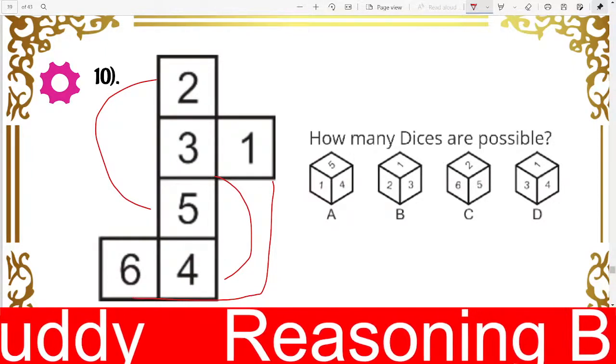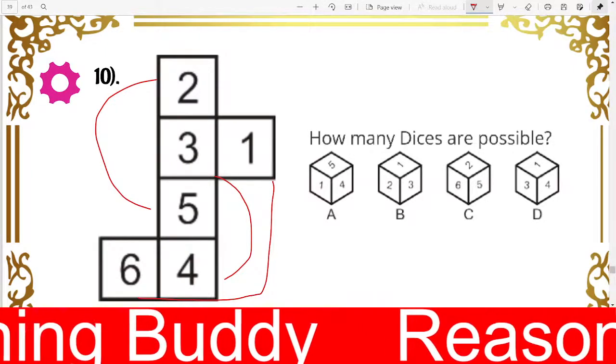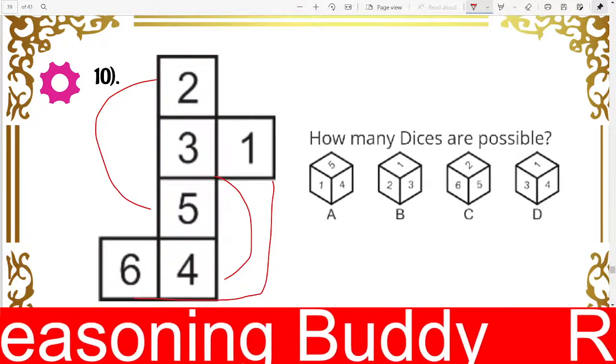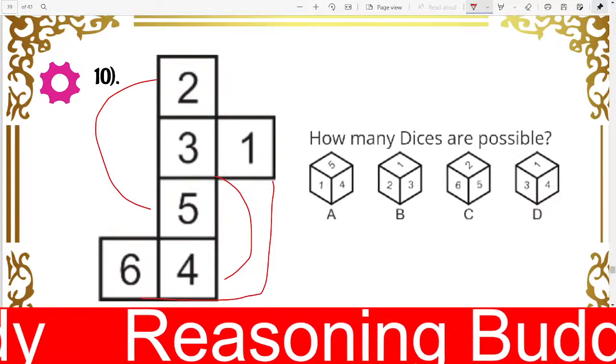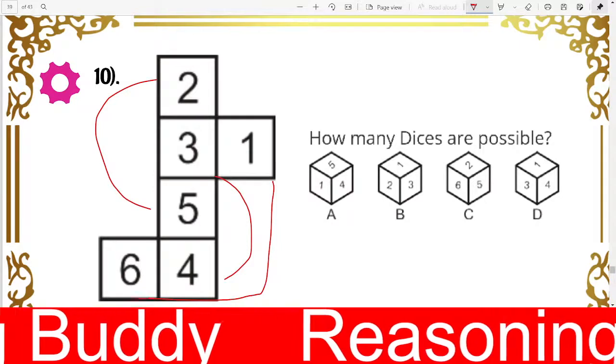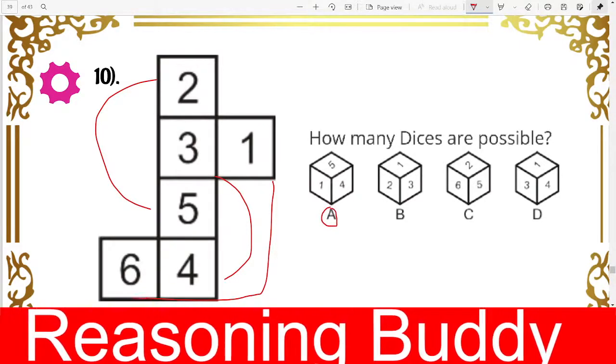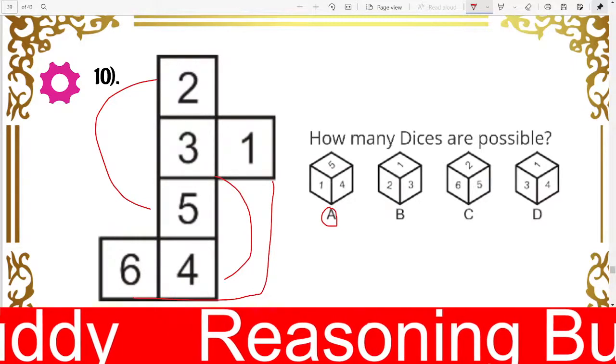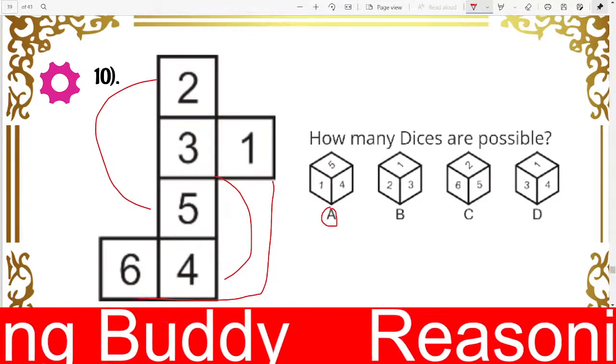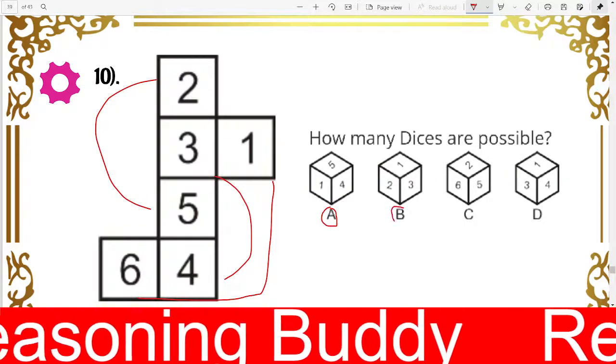So I will explain this. 153, sorry, 154. So it can be possible. So 1 2 3, 1 2 3. So it is also possible.